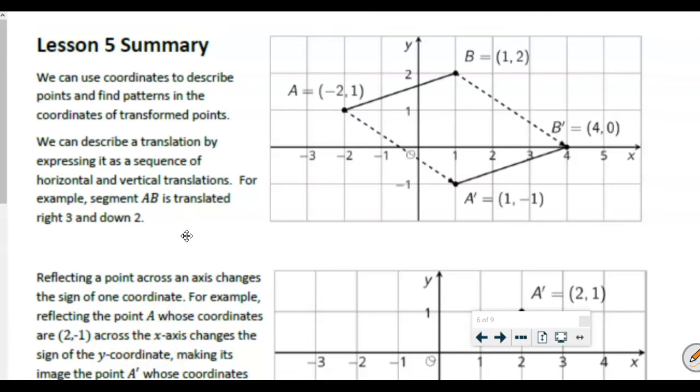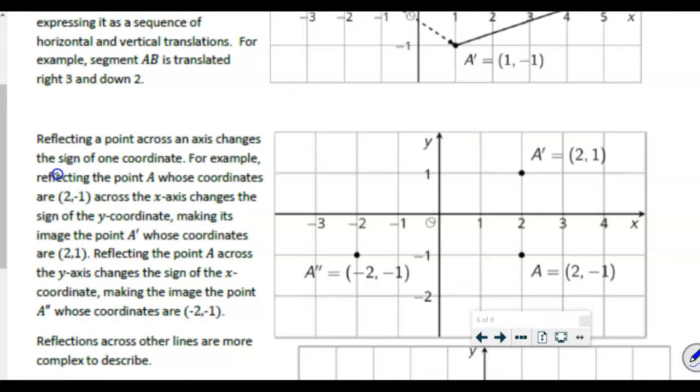We can use coordinates to describe points and find patterns in the coordinates of the transformed points. We can describe a translation by expressing it as a sequence of horizontal and vertical translations. For example, segment AB is translated right 3 and down 2. Notice what happens to those coordinates as it's translated right 3. How much did that x-coordinate change as it translated right 3? 3. And how much did the y-coordinate change as it went down 2? Do you see that? So you can observe those changes in the coordinates.